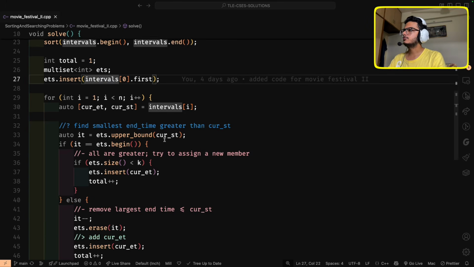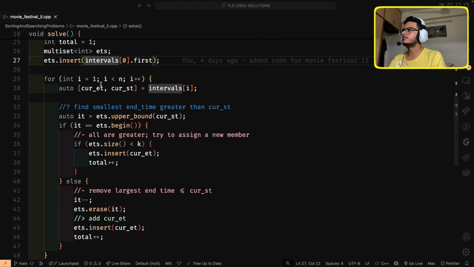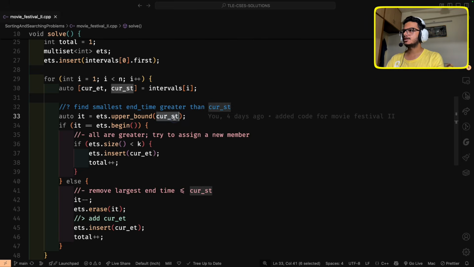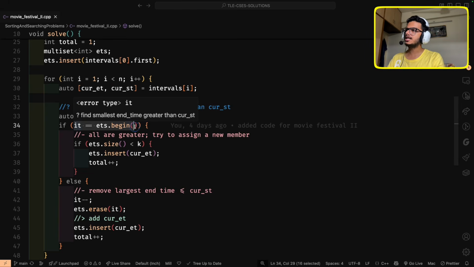Then we are going to go through the remaining movies, that is I equals 1 till n. Now take out the current end time and current start time. Now what we'll try to find is the closest movie to the current start time, right? So we'll try to find the upper bound of current start time. The closest movie will be it minus minus, but before that we need to check if all the end times are actually greater than current start time.